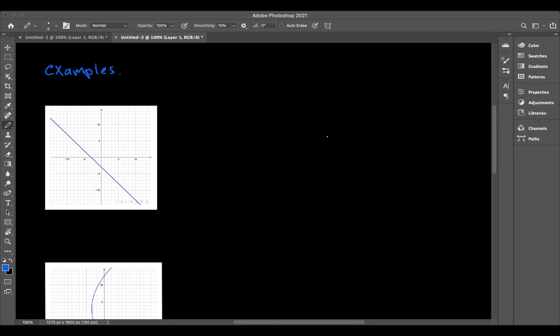All right, here's another example. We have a linear line that's going this way here. We have to use the VLT, the vertical line test, to check if it's a function, and then find the domain and range.